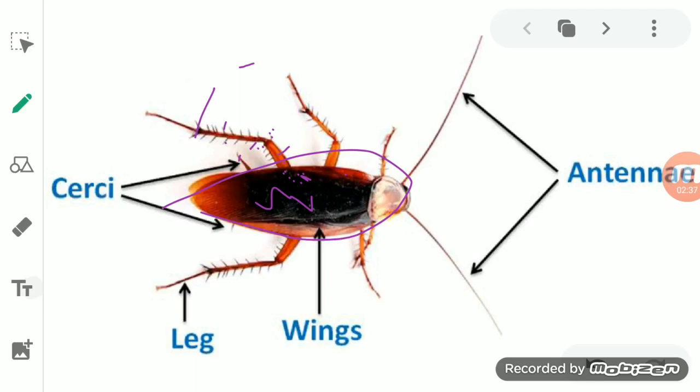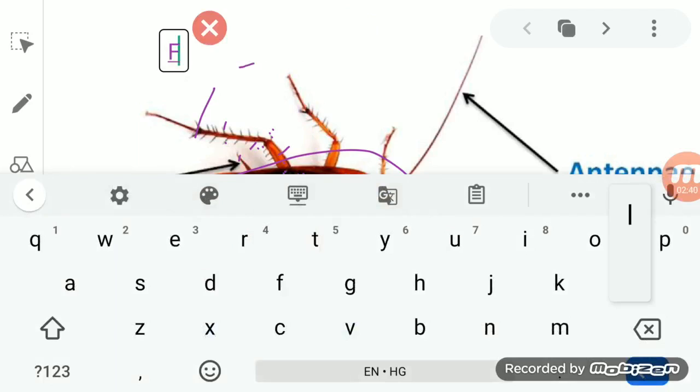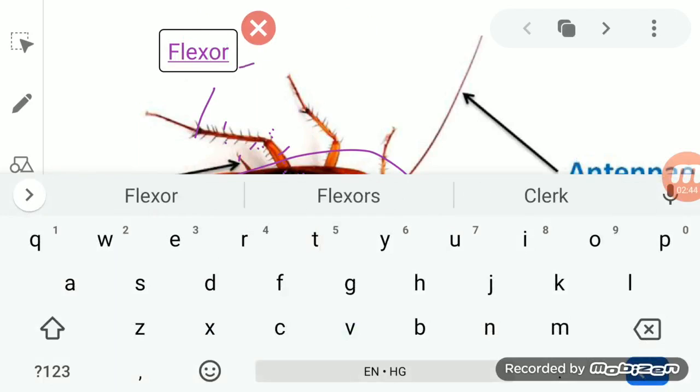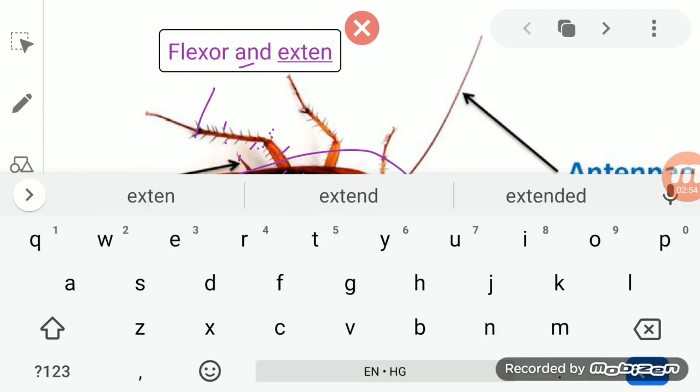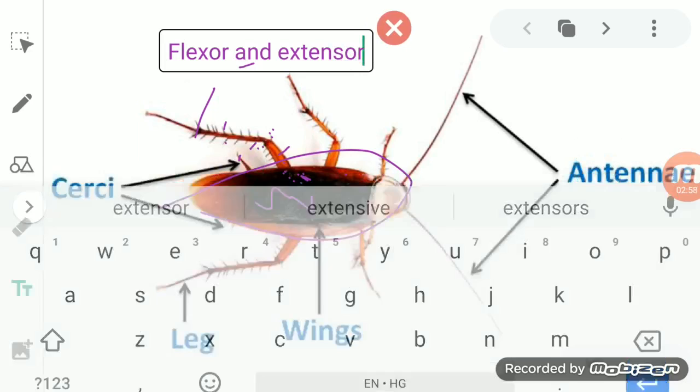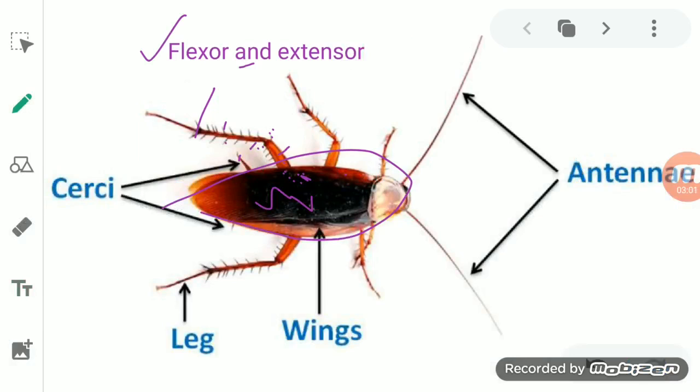It also has two kinds of muscles in it, that is, the flexor muscle and the extensor. The flexor muscle helps in bending the legs, whereas extension, as the name suggests, helps in straightening. So the extensor muscles help straighten the legs, and by these two muscles, flexor and extensor, the cockroach is able to move and walk.